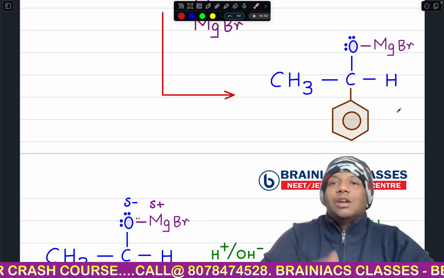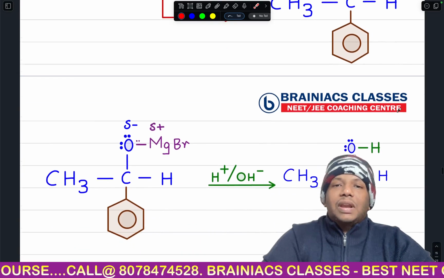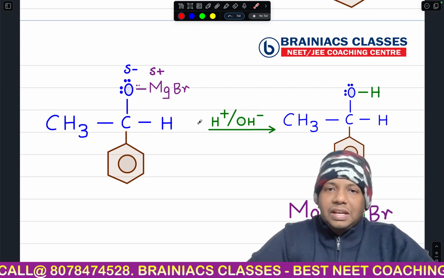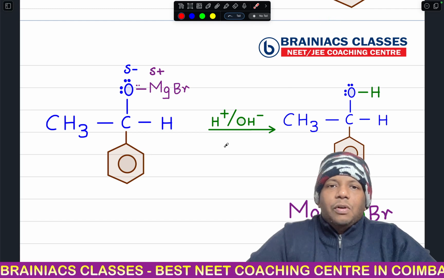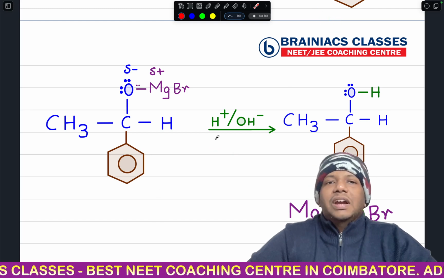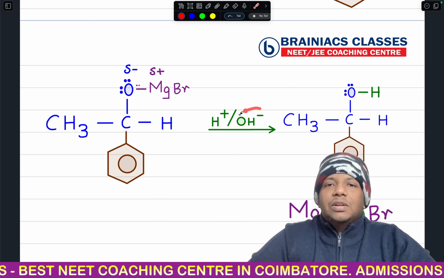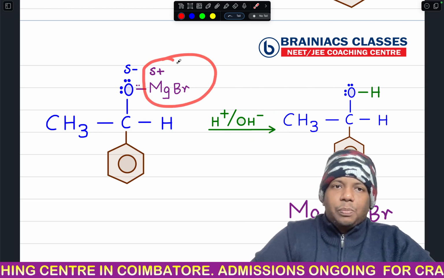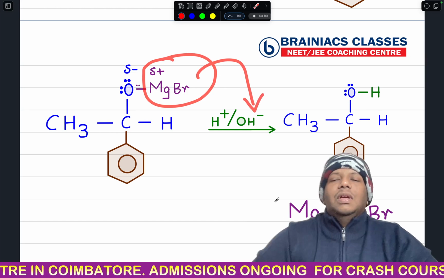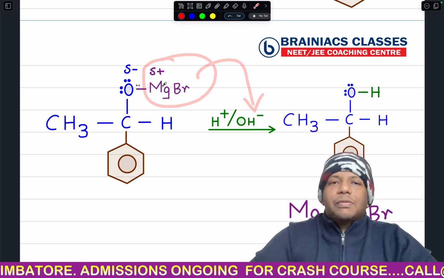If you do a hydrolysis of this, we can convert this to an alcohol. So usually questions come like this. First you will get this product A, then they will say followed by hydrolysis. Followed by hydrolysis, what will happen? We know that OH is a strong nucleophile, so that will attract the highly electropositive MgBr towards it. So it will form MgOHBr first.